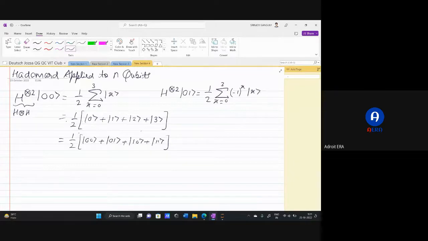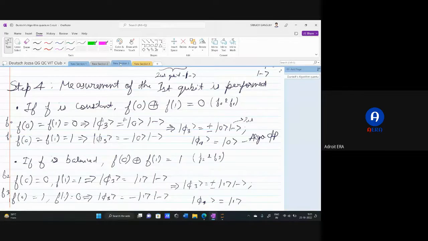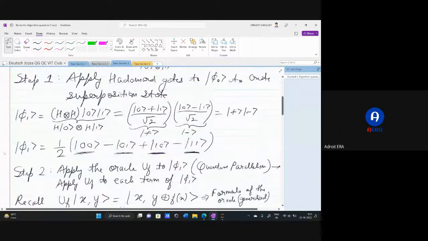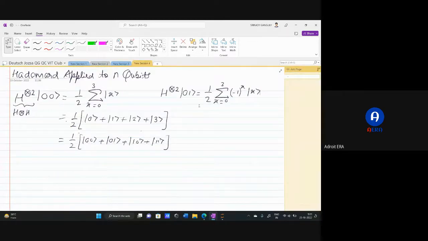Once you expand this, you are going to get the same result which you got for the Deutsch algorithm step. So basically this result which you have here, you are going to get this expression, ket phi 1. Basically you are going to get the expression of ket phi 1 once we expand this. I'm not going to expand it, but once we expand it, you are going to get the expression of ket phi 1.